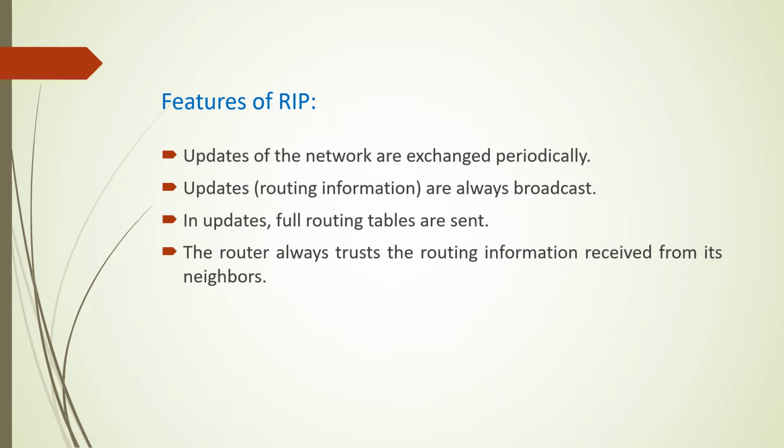And if there is not any update, the neighbor router marks that particular router as unreachable. And the third timer is the flush timer. The timer is set to 240 seconds, that is 4 minutes. So whenever any router does not come up for 4 minutes, the neighbor router removes that particular route from the routing table.